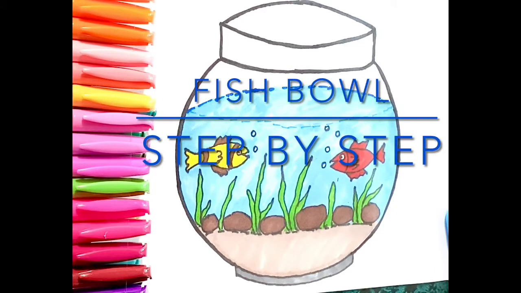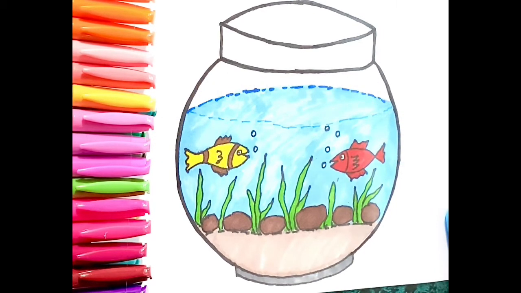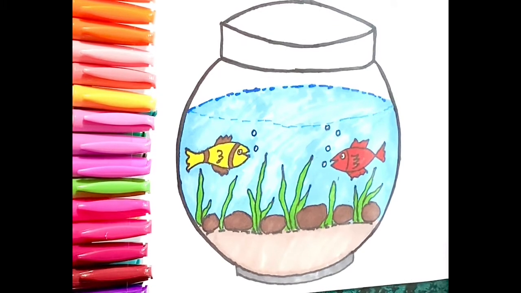Hello kids! Today we are going to see how to draw and color a fish bowl using oval and alphabet C. Come, let's start.